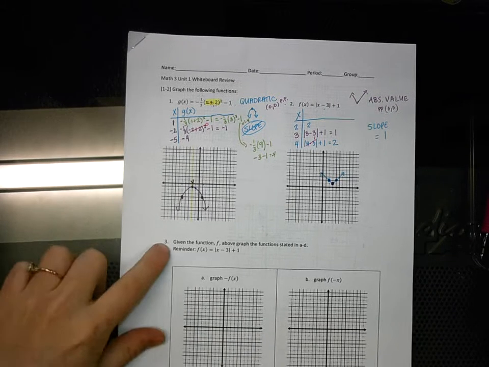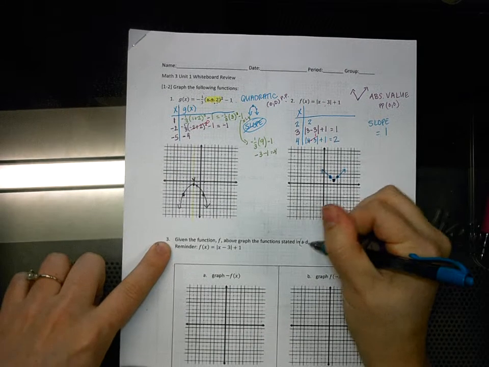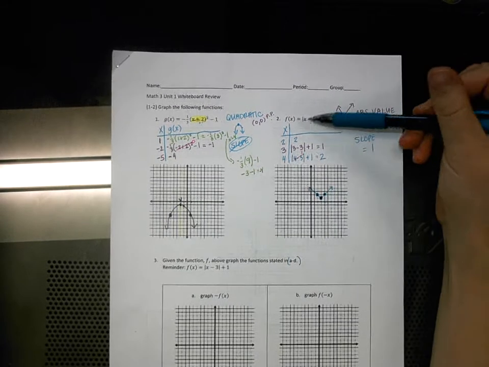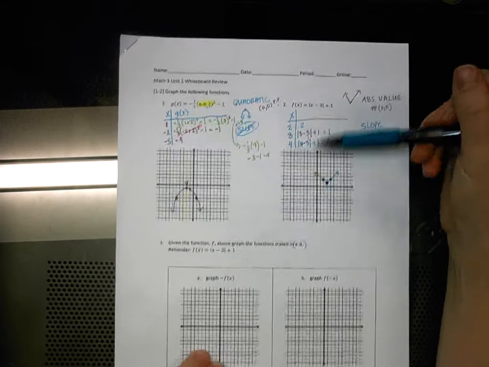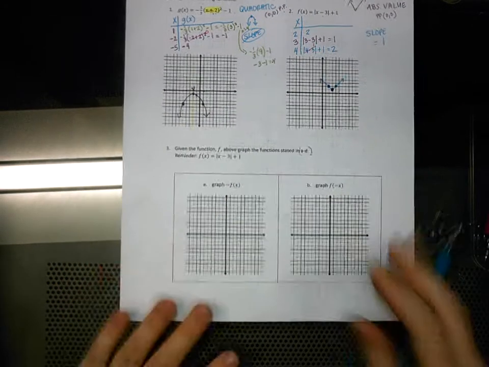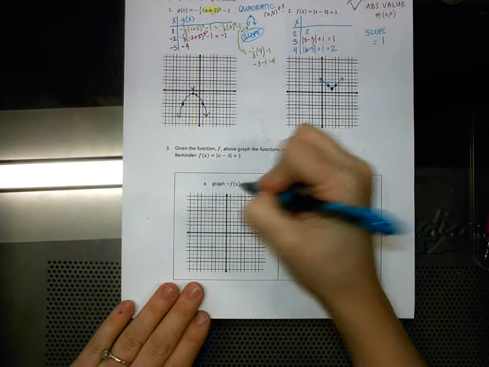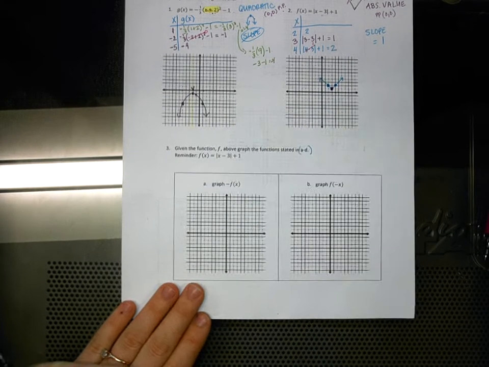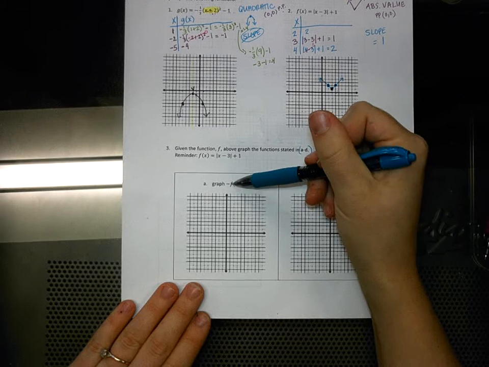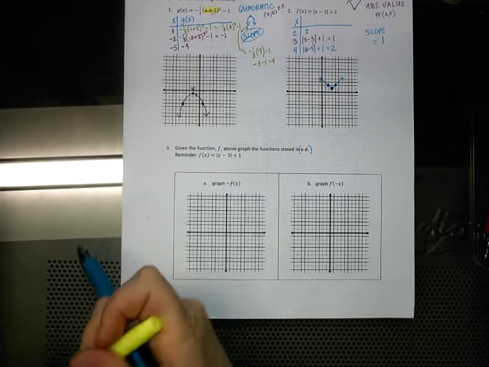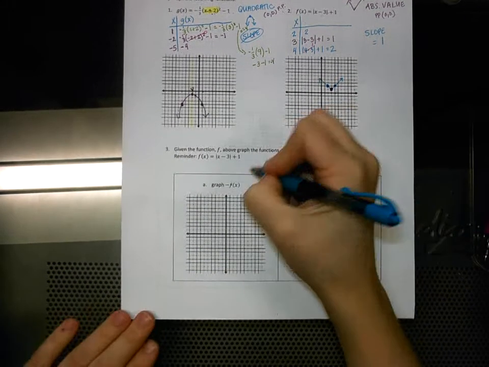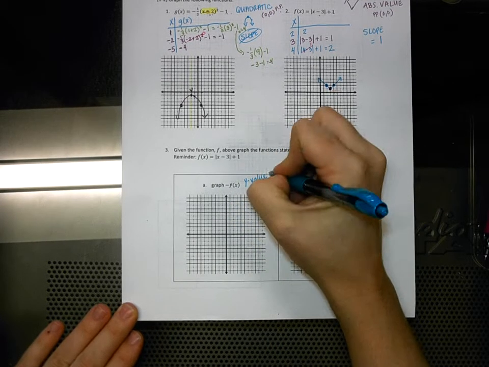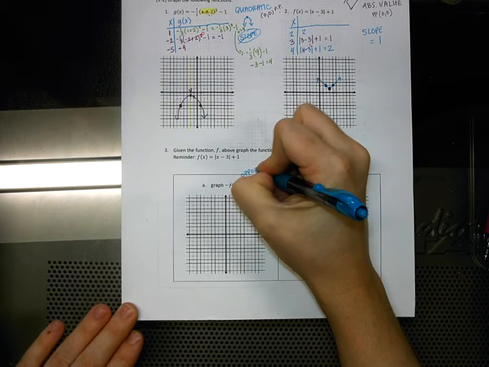For number 3, there's A, B, C, and D. A and B are on the front side, C and D are on the back side. We're going to use number 2 to make some reflections and translations. So the first one is a reflection. And if I say a negative f of x, that's my function has been reflected. The whole function has been reflected, which means all of my y values are opposite. So we're going to say opposite y values.